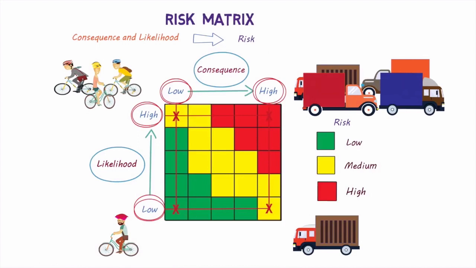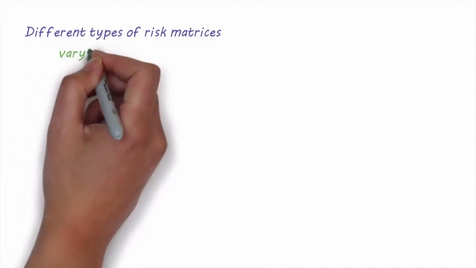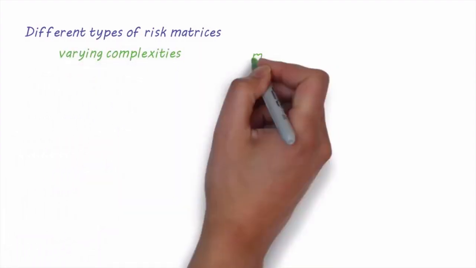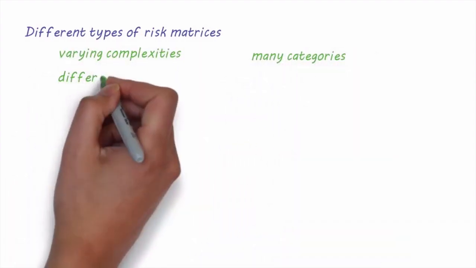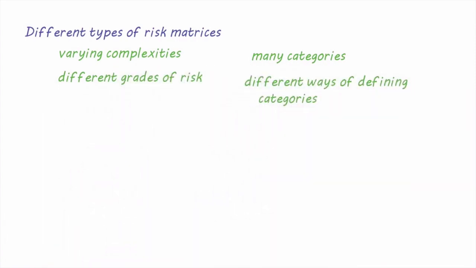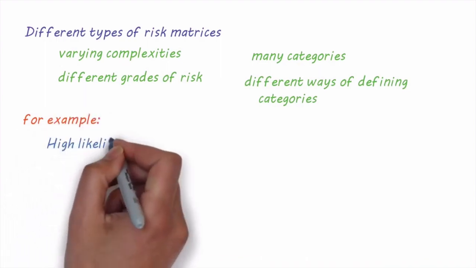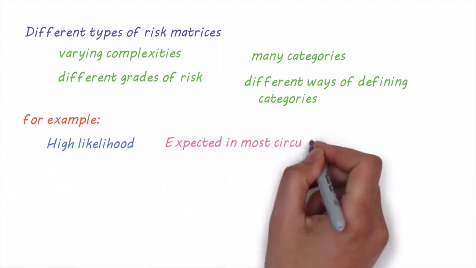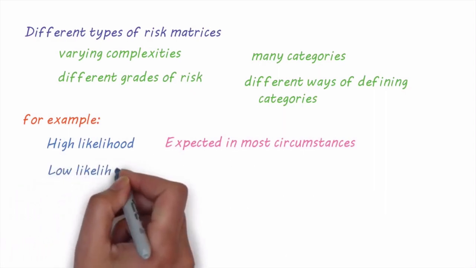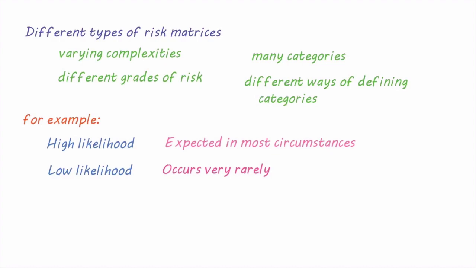So that's how a risk matrix can be used to determine the overall level of risk using an assessment of likelihood and consequence. There are many different types of matrices in use with varying degrees of complexity. They can have many categories and different grades of risk. They may also have different ways of defining categories of likelihood and consequence. For example, a high likelihood may mean that it's expected to occur in most circumstances, and a low likelihood may mean that it may occur only very rarely, such as once in 100 years.